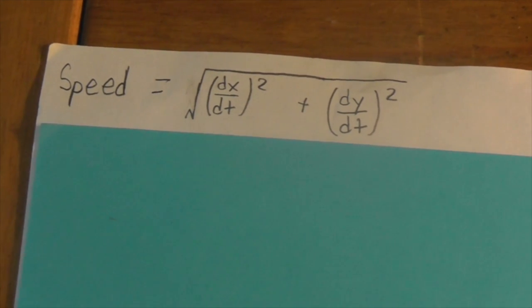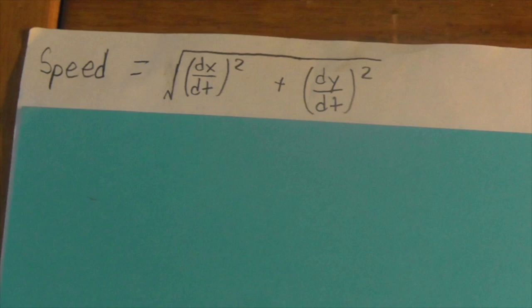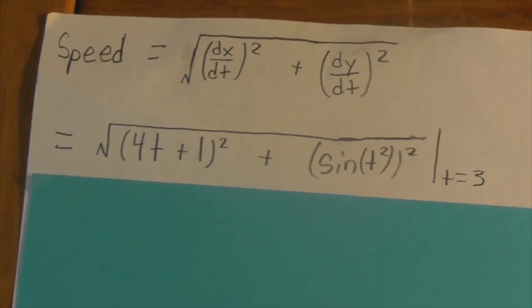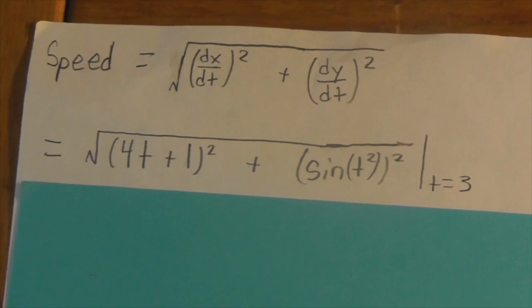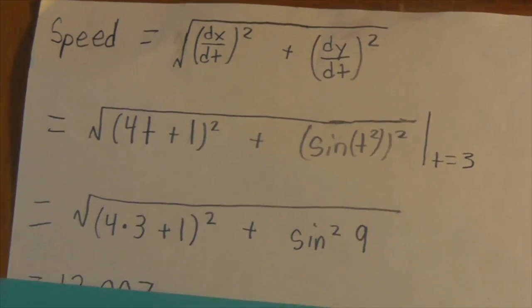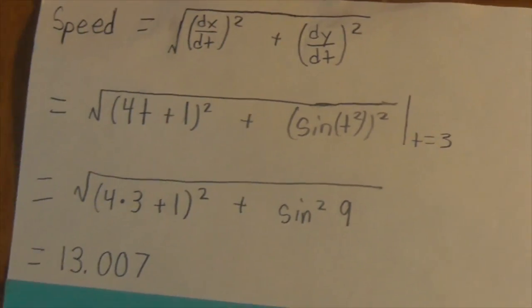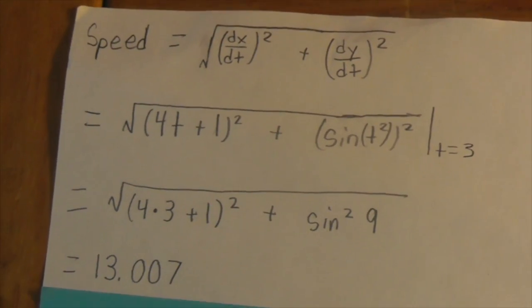So to solve this problem, you can plug in 3 for each function. When you plug this into the calculator, you get a speed of about 13.007. It's obviously easier to memorize the formula for speed, but it's also helpful to know how it's derived.